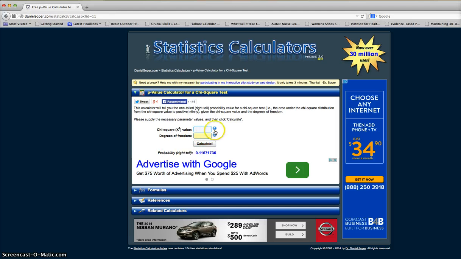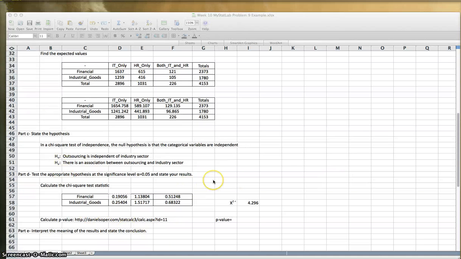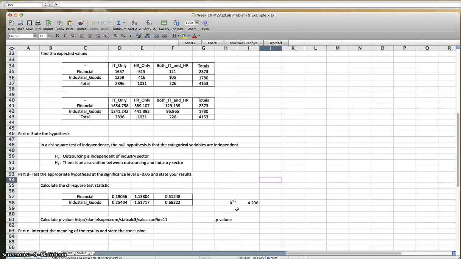It asks us for the chi-square value and the degrees of freedom. Well, wait a minute. What are our degrees of freedom? How do we calculate that? Does anybody remember how to do that? We know it's the rows minus 1 times the columns minus 1. We have 2 rows, so 2 minus 1 is 1. We have 3 columns, so 3 minus 1 is 2. So 1 times 2 is 2. So our degrees of freedom in this case is going to be equal to 2. So there we have that.